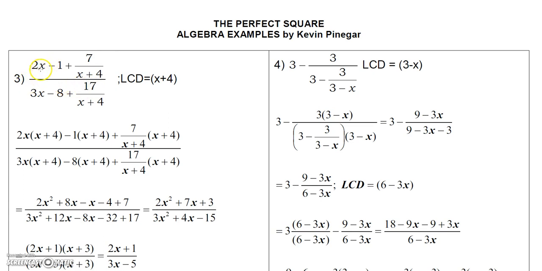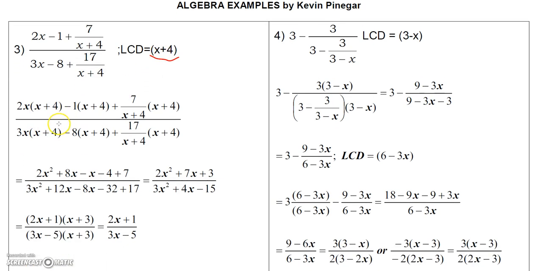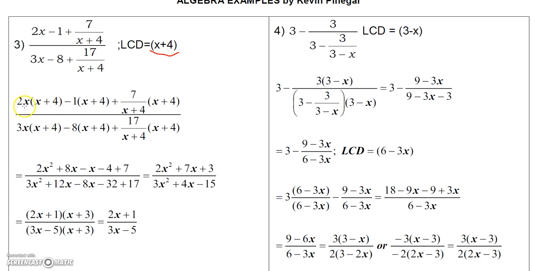On this one, since the 2x, the 1, the 3x, and the 8 all have denominators of 1, all I really need is a common denominator for the x plus 4 here and the x plus 4 here. So that would just be x plus 4. So the lowest common denominator here would be x plus 4. So what I need to do is multiply the 2x by x plus 4, the minus 1 by x plus 4, and then this fraction 7 over x plus 4 times x plus 4. And then in the denominator I multiply the 3x times x plus 4, the minus 8 times x plus 4, and the 17 over x plus 4 times x plus 4. So you can see here I've shown you what I'm going to do.